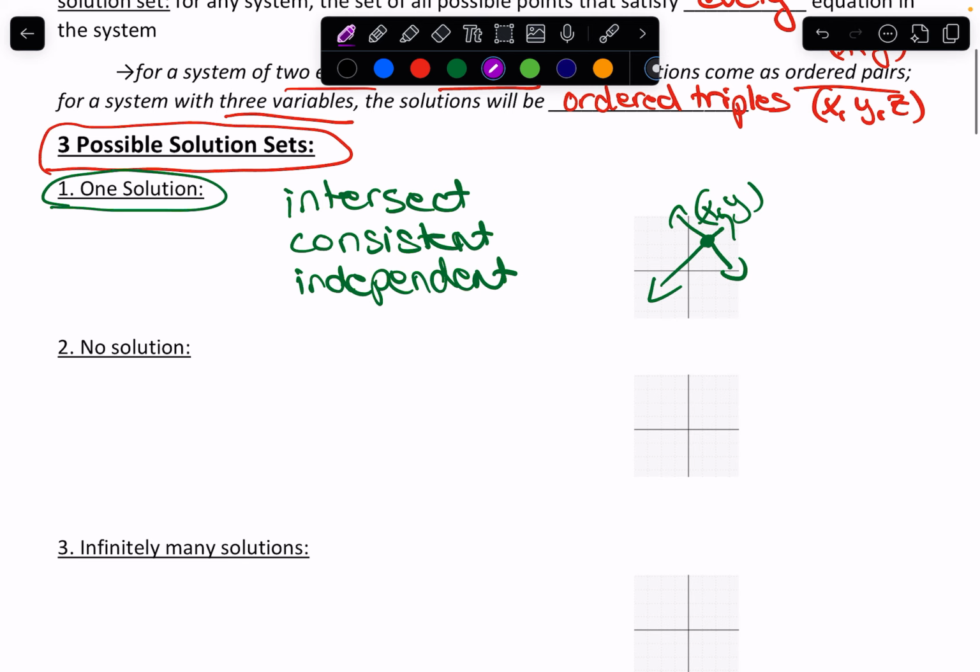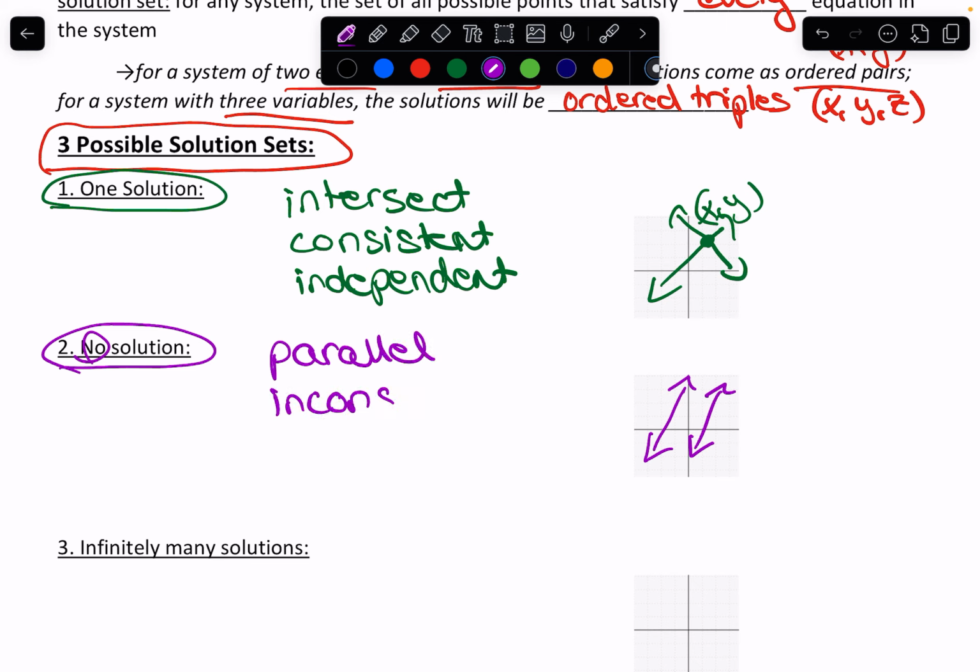Okay, next possible solution set is no solution. Those lines look like this. So they never cross each other. So the lines are parallel. They are inconsistent. And they are independent.